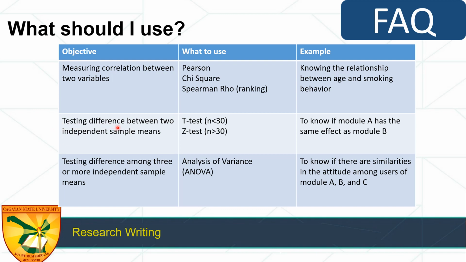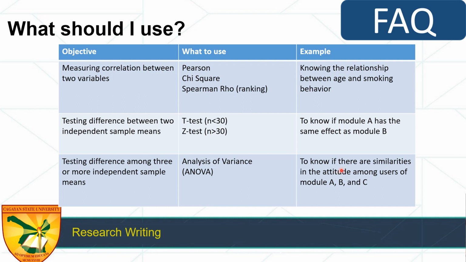When you're testing differences between two independent sample means, that's only comparing the difference between two, you can use t-test or z-test. T-test if your sample is lesser than 30, and z-test if your sample is greater than 30. For example, you want to know if module A has the same effect as module B. But if you're testing differences among three or more independent sample means, you can use ANOVA, or if you have covariance, MANCOVA. An example of this one is same as the example for testing differences between two, but you have actually three or more independent samples.